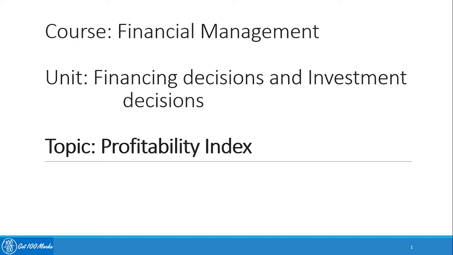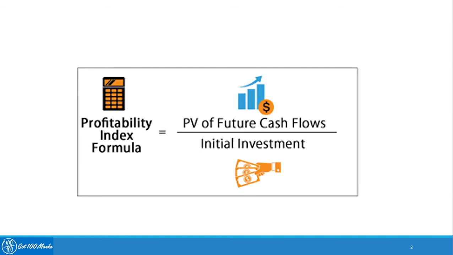Let's understand profitability index, which is the last method to understand out of capital budgeting techniques. Very easy, very commonly used. It basically means the present value of future cash flows. I'm sure by now you are able to recall the concept of present value very well. So present value of future cash flows divided by the initial investment. That's what is profitability index.